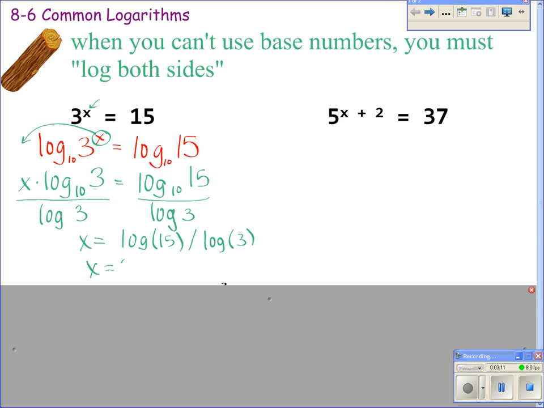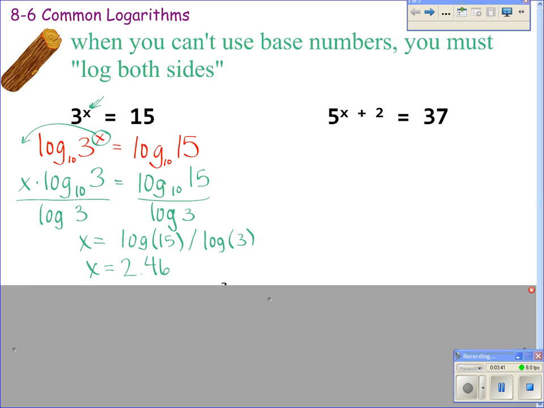Here's what everybody should be able to get, 2.46. So if you take 3 to the 2.46 power, you're going to get something very close to 15. That's what we were finding up here, was what exponent would give us a number 15. And obviously it's going to only be very close to 15 because we didn't write down every single number in this answer. We rounded it off at 2.46.